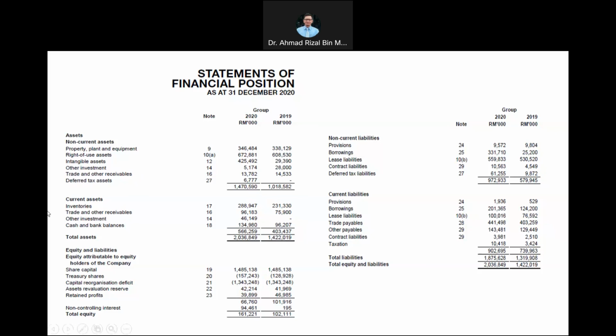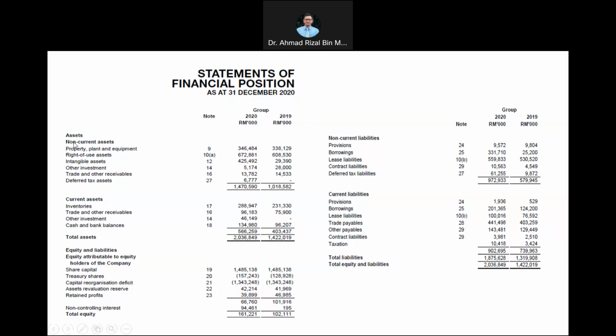And notice that the items here are arranged in a manner starting from the least liquid until the most liquid. In some balance sheets, you start off with the most liquid. You start off with the cash and bank balances, followed by receivables, then finally only inventory. But over here, it's the other way around. You start off with the inventory as the least liquid current asset, and end with the most liquid, which is cash and bank balances.